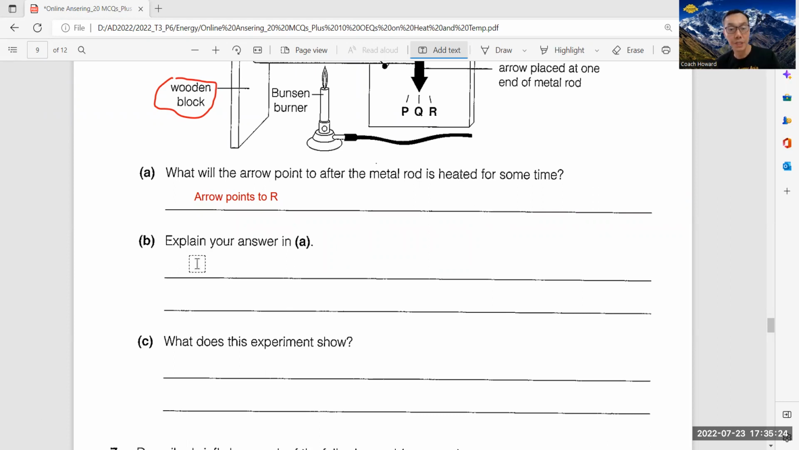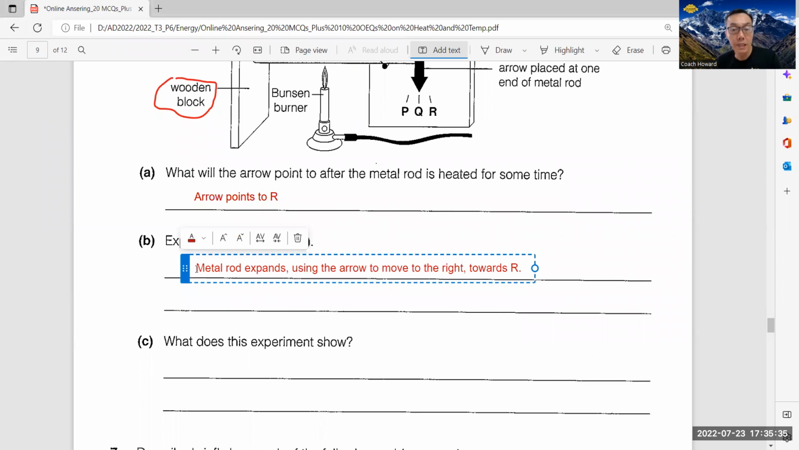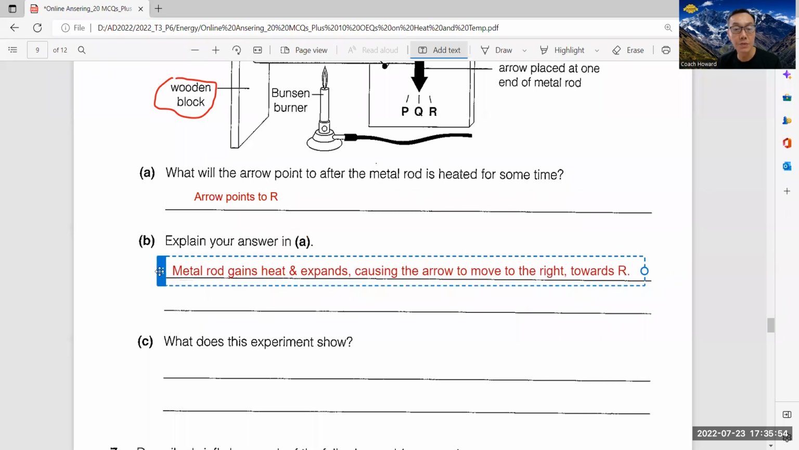So the answer should be this way. Maybe I put it here. So the metal rod gains heat and expands, causing the arrow to move to the right towards R. Okay, so this is the answer.